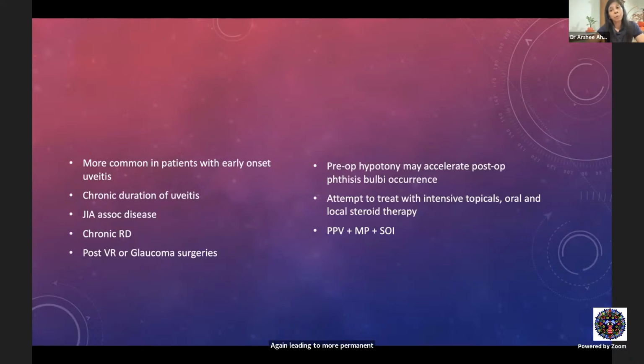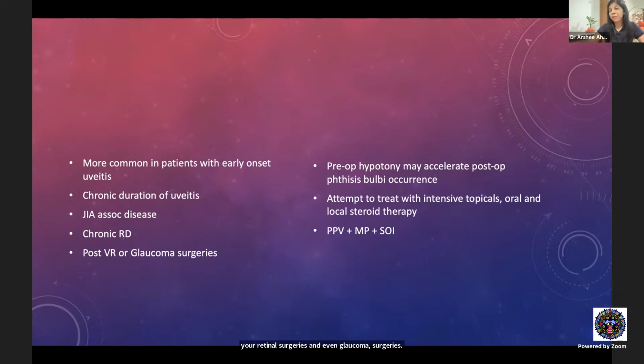Which patients are more prone to develop hypotony? When there is early onset uveitis, like childhood onset uveitis, or if it's a chronic uveitis, JIA associated disease, those patients who have had a chronic retinal detachment which has probably gone untreated, or many a times post vitreoretinal surgeries and even glaucoma surgeries, hypotony is a big threat.